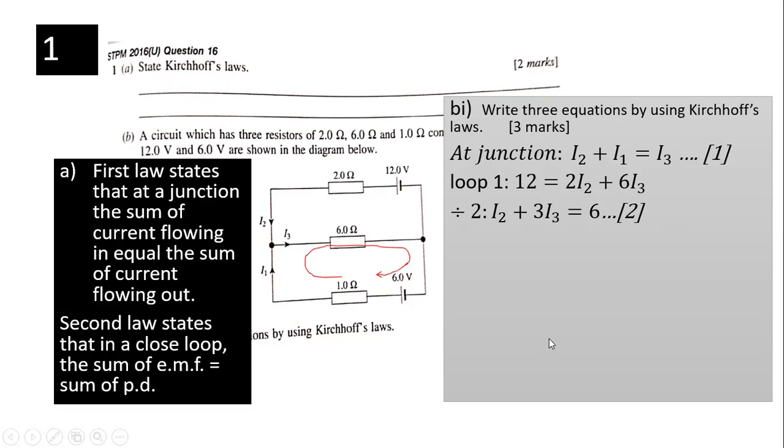Okay, if you take this loop, you should be able to tell me the equation. Trini, you have to do your homework. If not, you're not going to do well in the exam. You come for tuition, you don't do your homework, you are going to lose out. Wasting money, that's all. The second one is 6 equals I1 plus 6 I3.